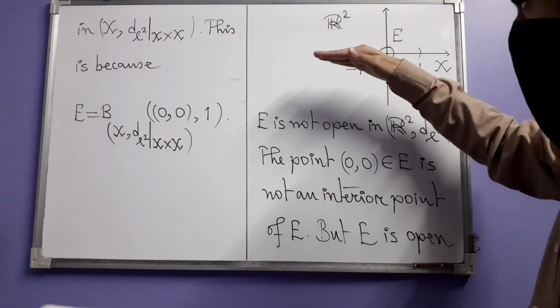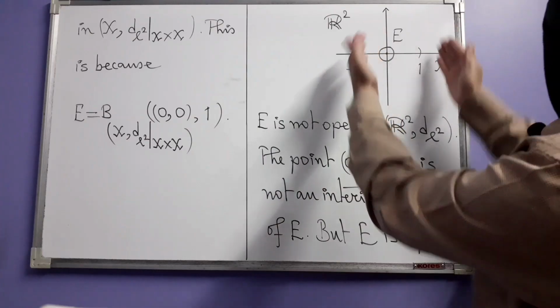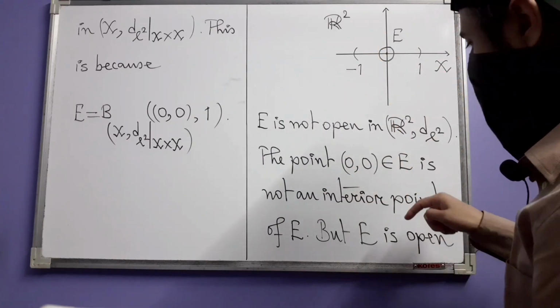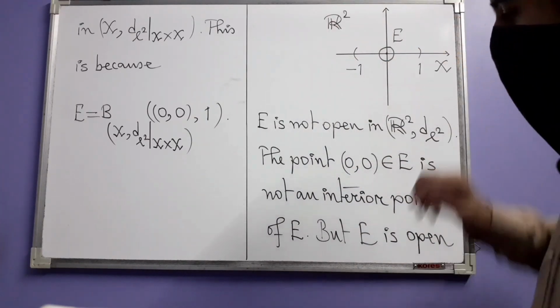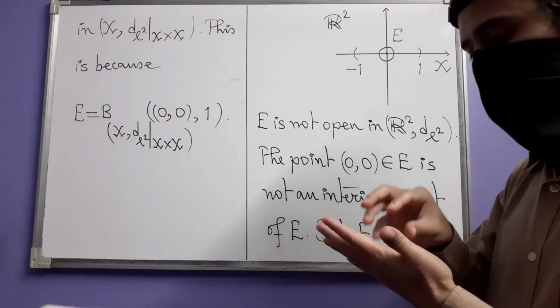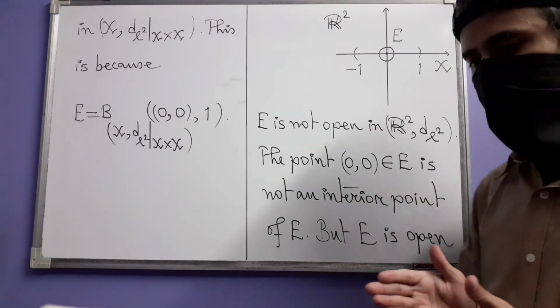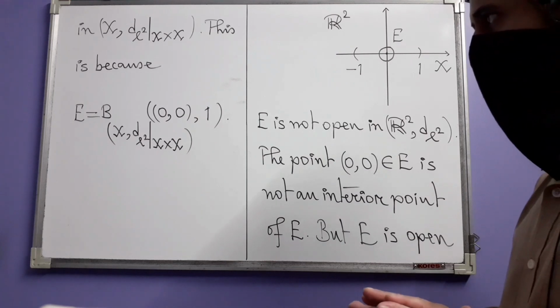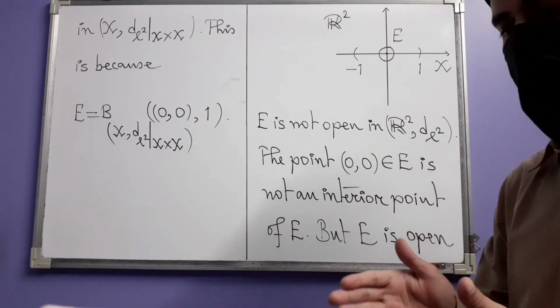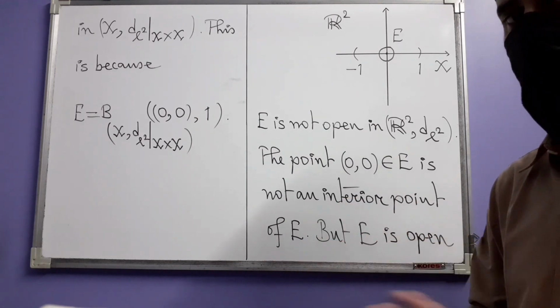In this space, the balls are open intervals. In the larger space, the balls are interiors of circles. So not only the metric but the ambient space also has an effect on which sets will be open and which will not be open.